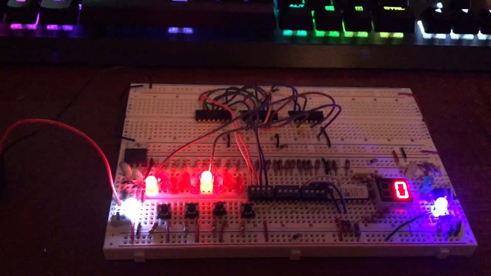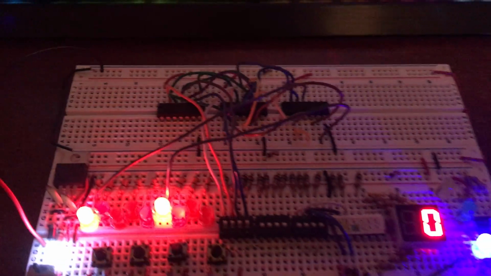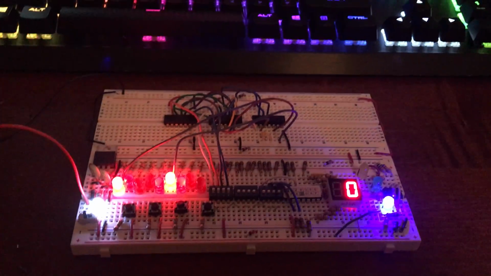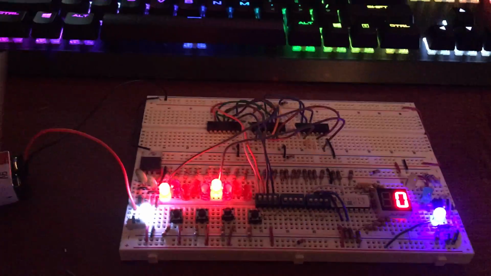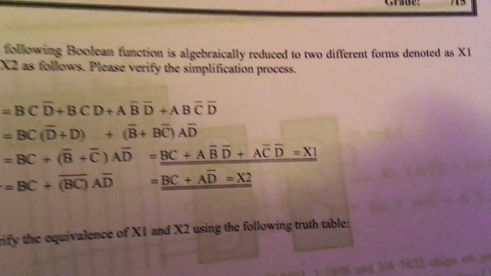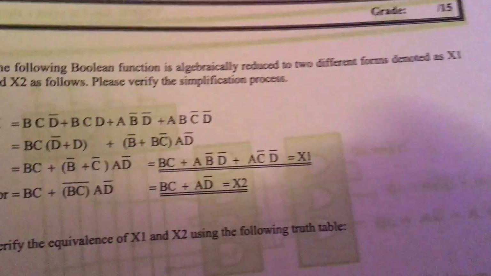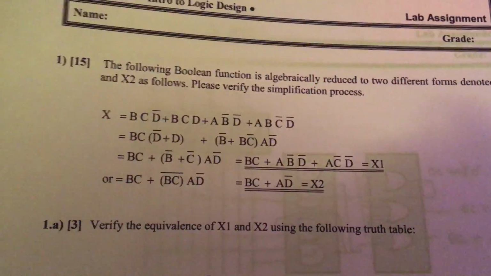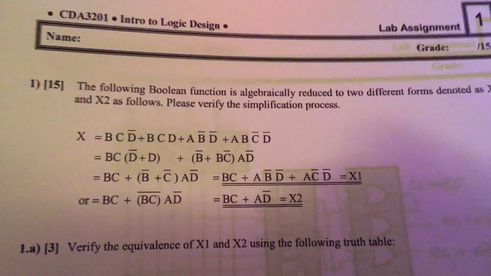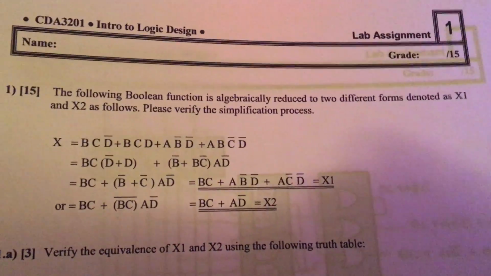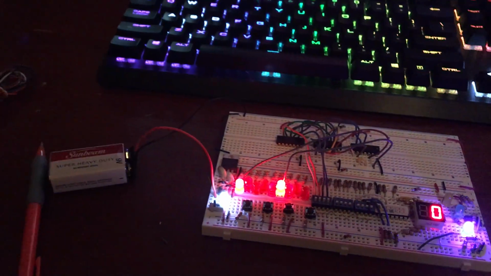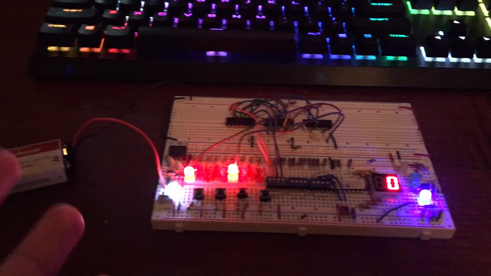This is a success. A bit of a mess, but definitely a success of building the circuit and also proving that these two Boolean expressions are equivalent to one another, which also shows that when you simplify a Boolean expression or Boolean function, there could be multiple answers, but they lead to the same result shown in the circuit.